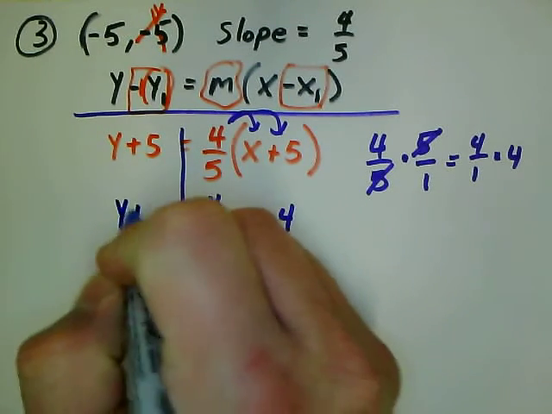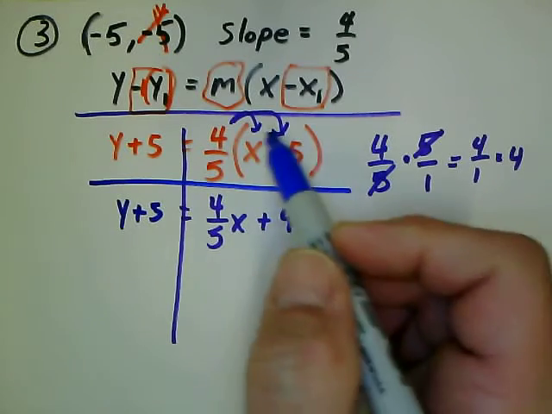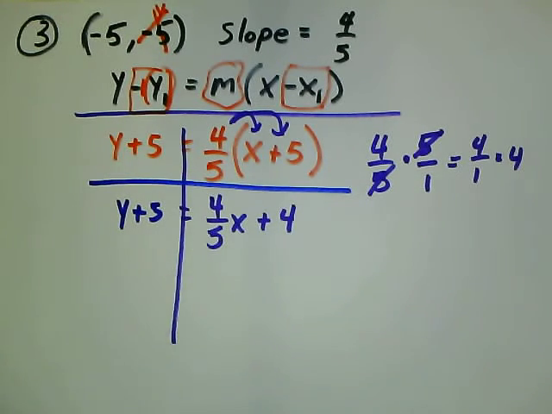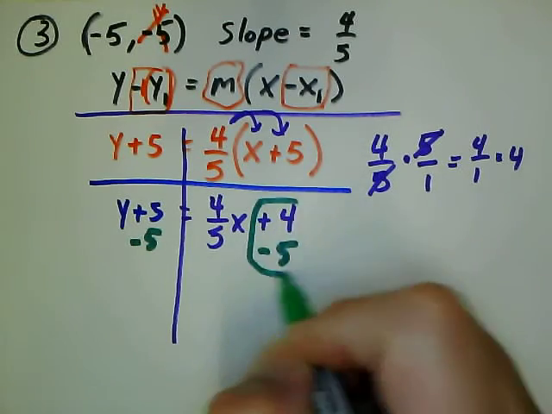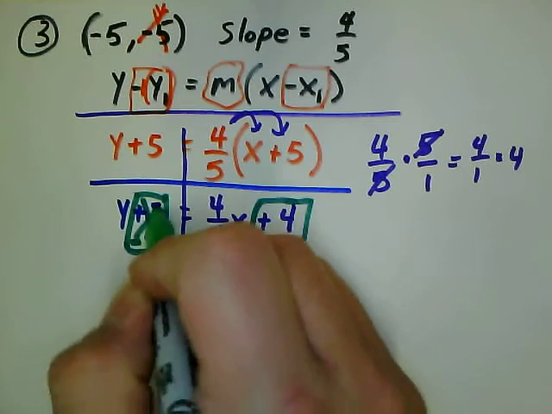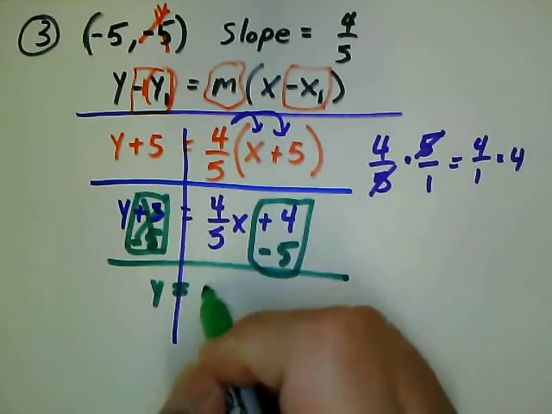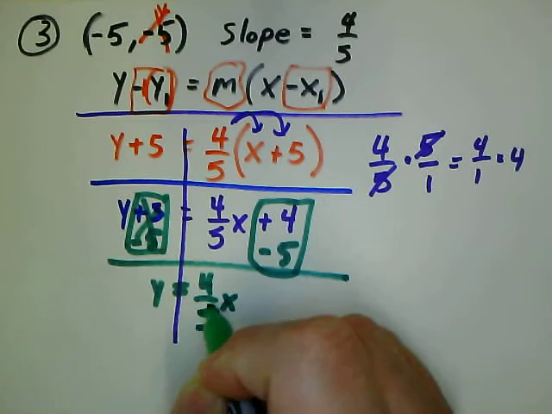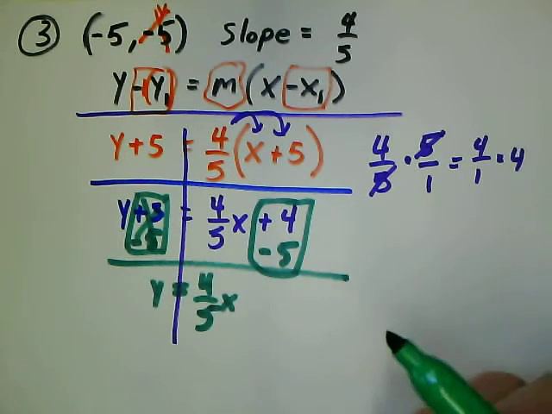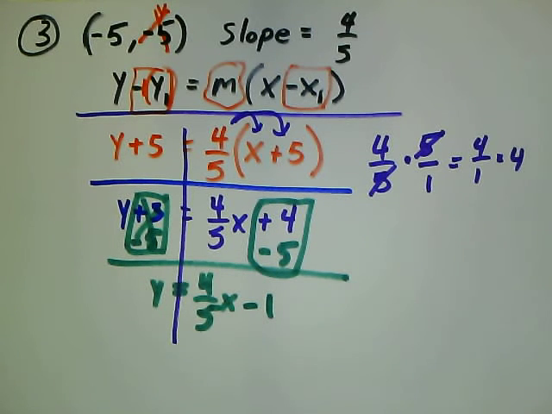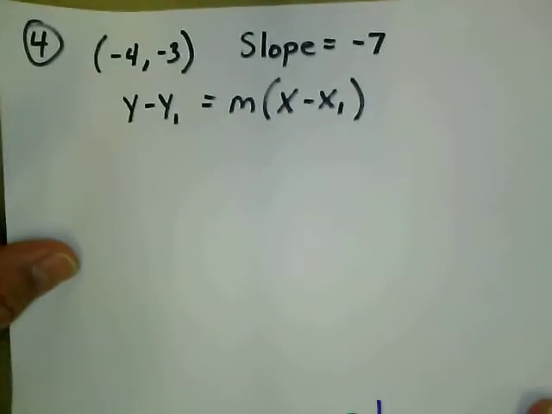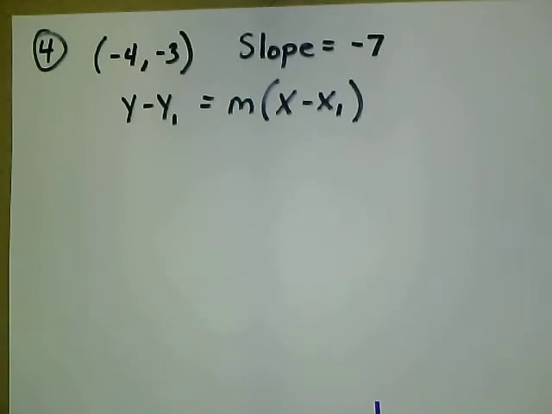Okay, so we still have the y plus 5. So what are our steps again? We're just going to distribute, and then we're going to add or subtract. Well, this is plus 5, so we're going to subtract 5, and we have to do it with the constant, which is here. Plus 5 minus 5 is gone. We're left with the y equals. Our slope is going to remain the same. Don't change your slope. 4/5 is 4/5 slope. That's what's in front. And then this is an easy one. 4 minus 5 is -1.